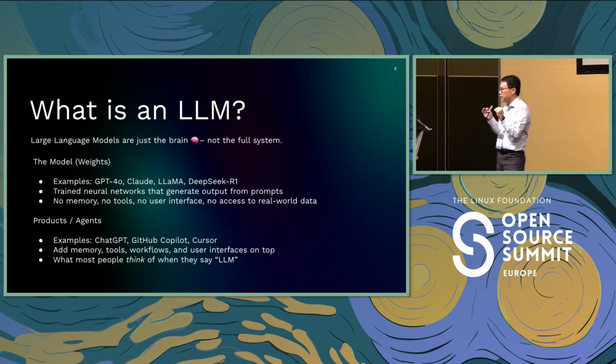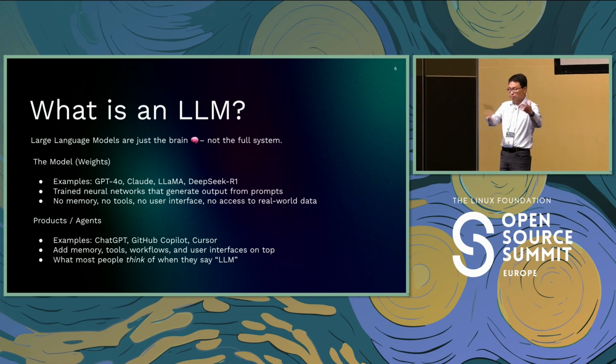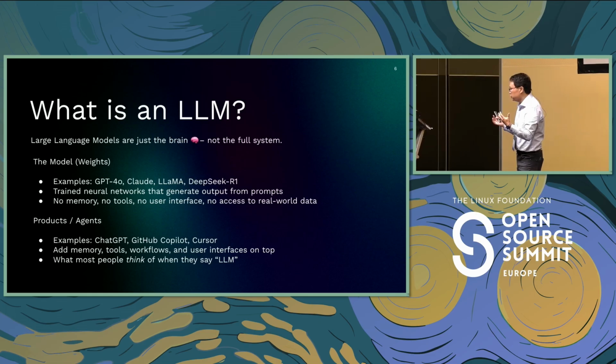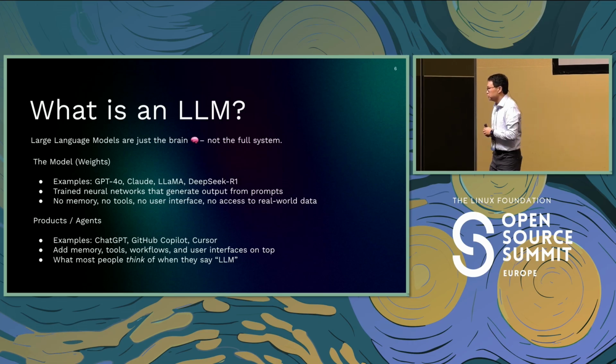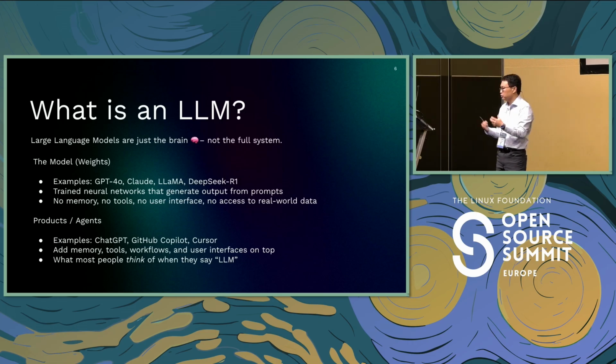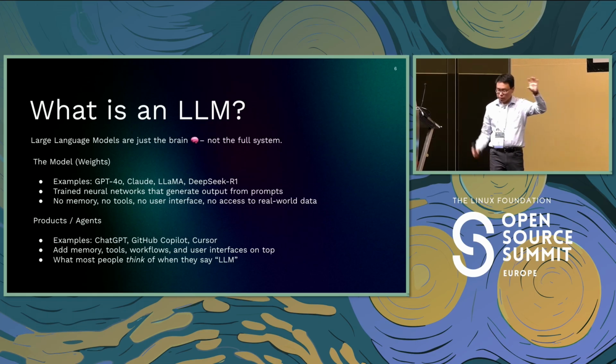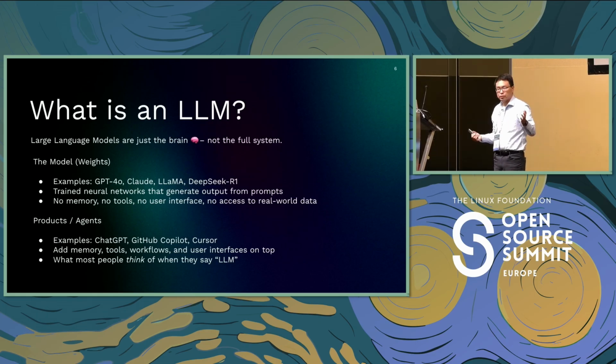As a consequence, it can't do anything. It's just a huge, gigantic pile of billions and billions of numbers, and it represents a trained neural network that generates outputs from inputs. Around these LLMs, people build products or agents. ChatGPT, of course, is the canonical example, or GitHub Copilot and Cursor. The way this works is you add memory, tools, and workflows. These are what the products actually add, and it's what I think a lot of people think about when they think about LLMs. But the thing to remember is that the purest definition of an LLM is just a pile of numbers. It doesn't do anything.